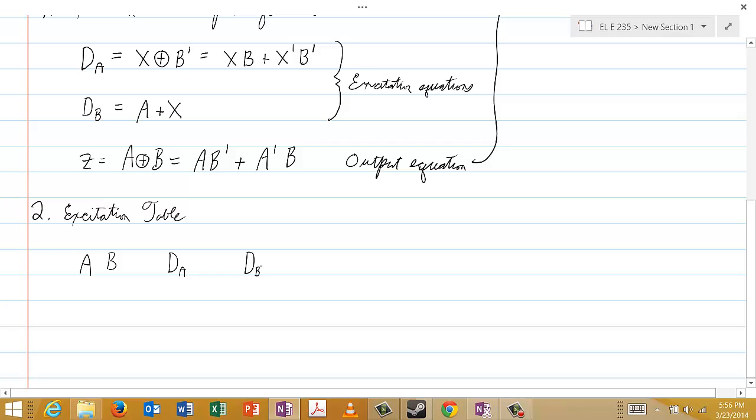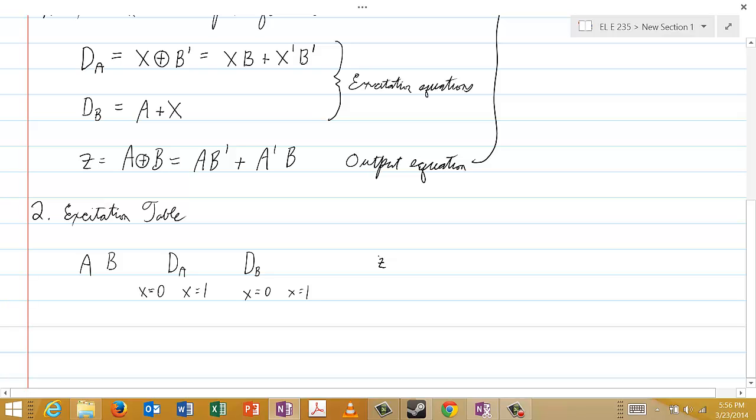But what the value of the excitation is equal to, D sub A and D sub B, we can readily see from our excitation equations up here will depend on X. So I'll put down here just below that, I'll say X equals 0, X equals 1, and here again X equals 0 and X equals 1.